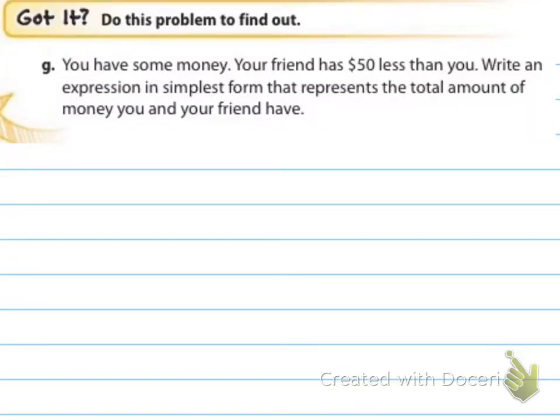All right, G. You have some money. Your friend has $50 less than you. Write an expression in simplest form that represents the total amount of money you and your friend have. So think about that. See if you can figure out that expression. You're not going to be able to solve it. Just figure out what the expression would be.